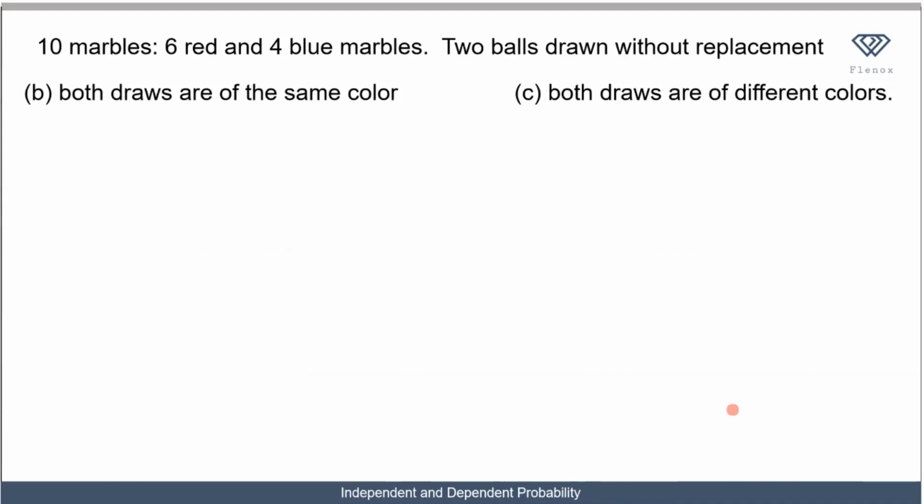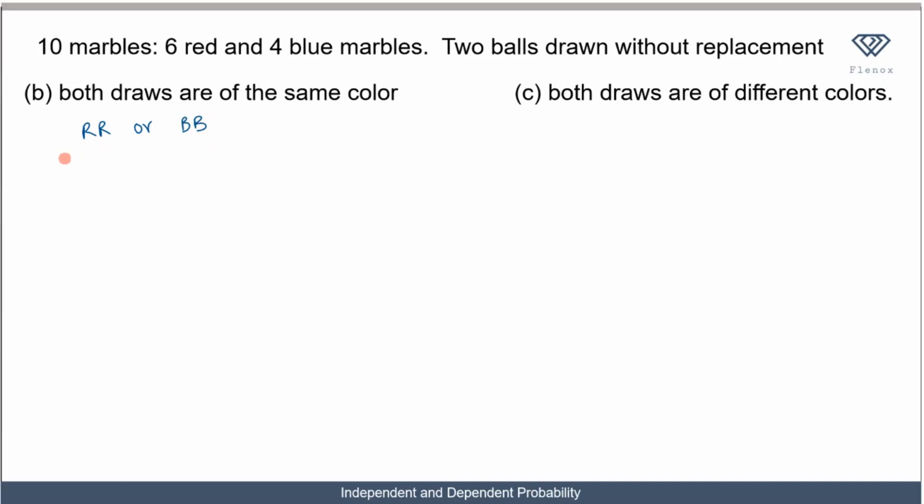Let's take a look at the other parts of the question. The second part asks us to find the probability that both balls are of the same color. This is the basic information: we have 10 marbles, 6 are red, 4 are blue, and 2 balls are drawn without replacement. So part B asks us to find the probability that both draws are of the same color. There are 2 ways in which both balls can be of the same color. It's either I have 2 red balls or I have 2 blue balls.